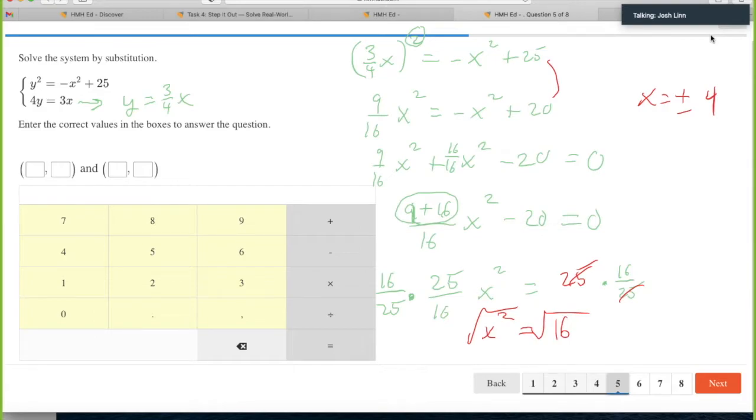So then we have two x values. Remember, we have positive 4 and we have negative 4. I'm going to plug them back into this equation because, again, it's easier. I shouldn't have erased my y equals, but whatever. So our y equals 3 over 4x. So if I put in negative 4, y is going to equal negative 3.